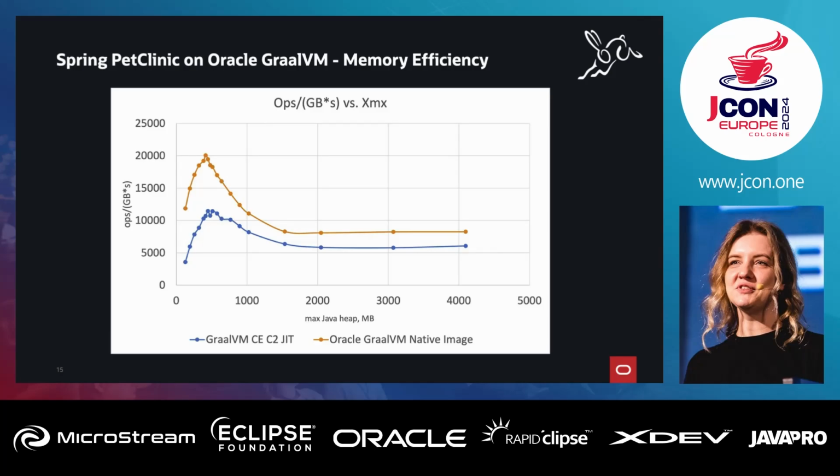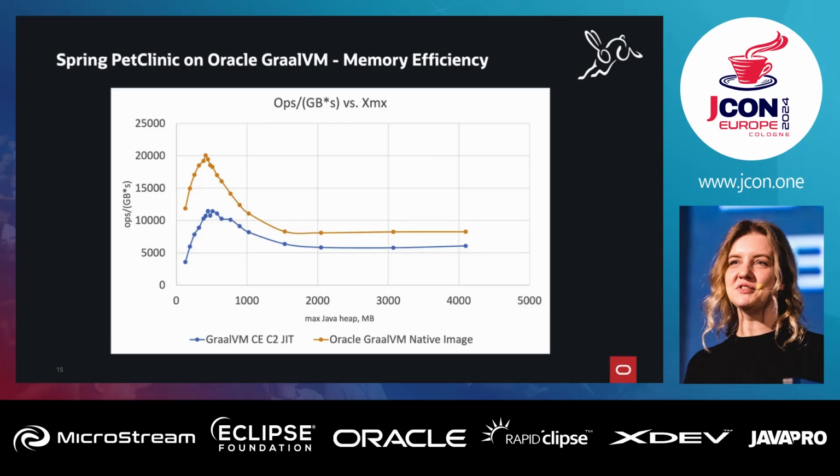And the orange line, that is native image, and the blue line, that is GraalVM with the C2 JIT. And there are two observations here. So one is that native image will give you consistently better efficiency in terms of memory than C2 because we are not compiling at runtime anymore. And B, I would say at around 512 Xmx settings, maybe up to 1 gig, so I would say small to medium heap kind of applications, it will be almost twice as efficient as the JVM, specifically for smaller and medium size heaps.